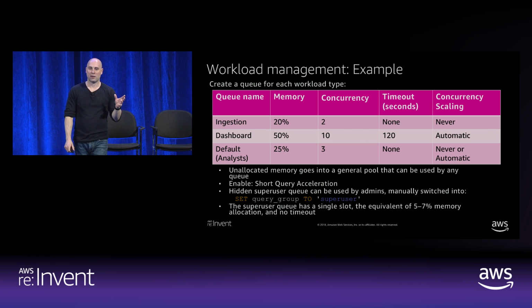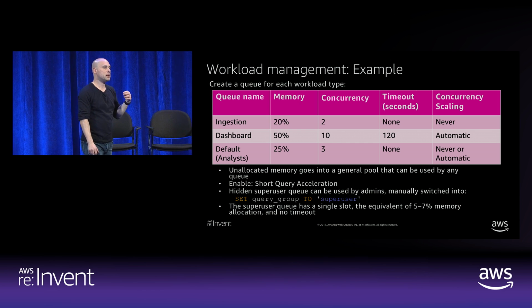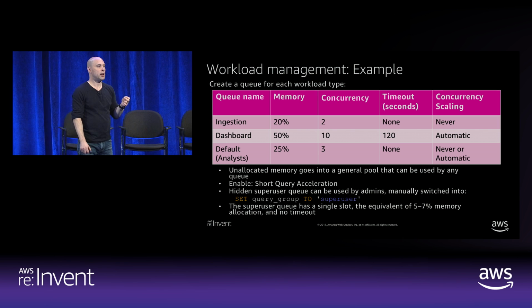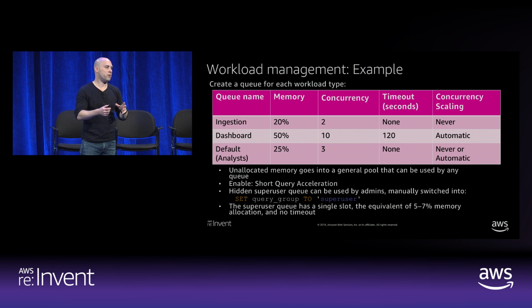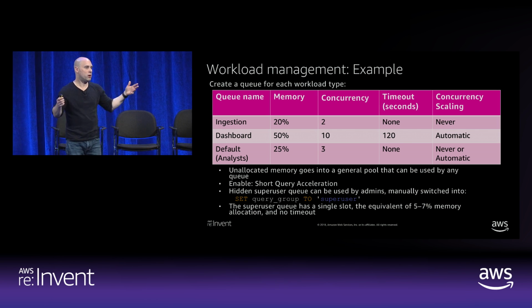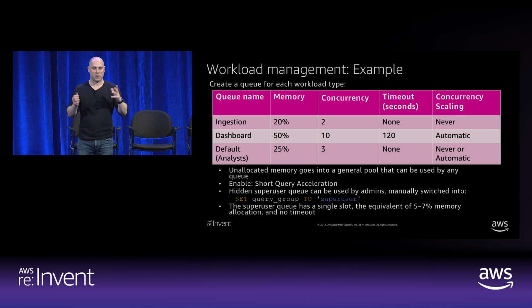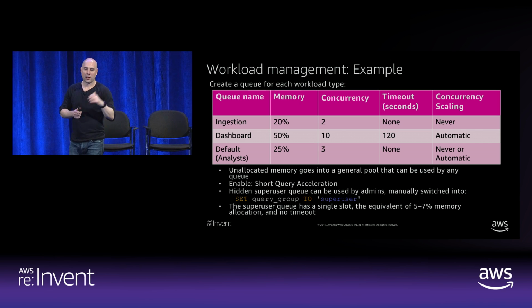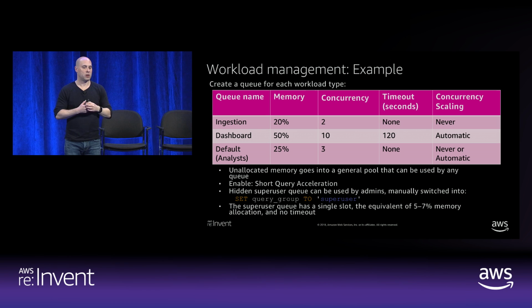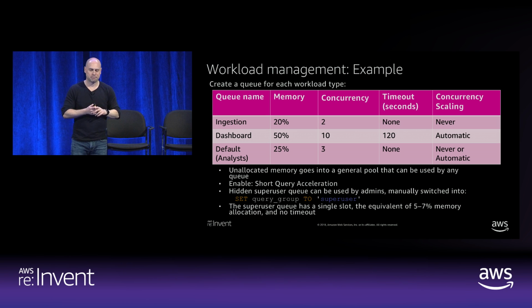One thing that some of you may have noticed is if you add up that memory, it only adds up to 95%. I did that on purpose. If you leave unassigned memory, it goes into a general pool, and it'll be used on a first-come, first-served basis by any queue, any query. So that's basically what would happen to that memory. And my best practices for this would be to enable short query acceleration.